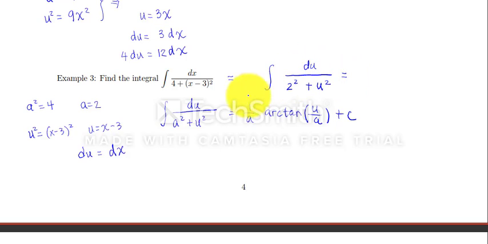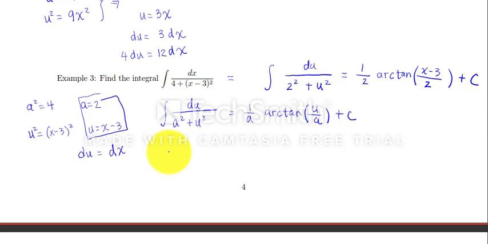Now compare this with our formula. We just directly plug in a and u. So a in our case is 2. Arc tangent of u, which is x minus 3, divided by a, which is 2, plus c. So this is the antiderivative.